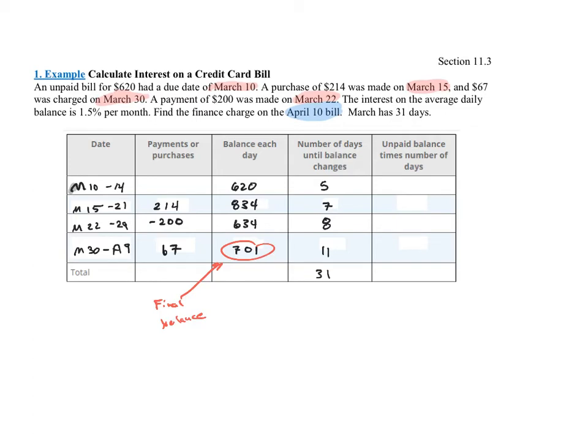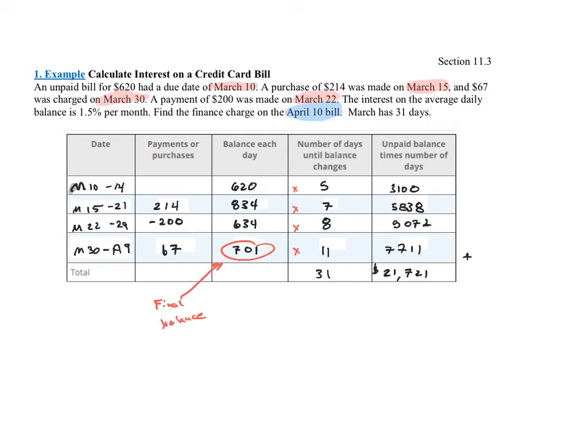So what are we going to do? We're going to do 620 times 5, 834 times 7, 634 times 8, and 701 times 11. Do those in your calculator now. For the first one, I got 3,100. For the second one, I got 5,838. I got 5,072. And I got 7,711. Add all of those numbers together to get the total daily balance of $21,721.